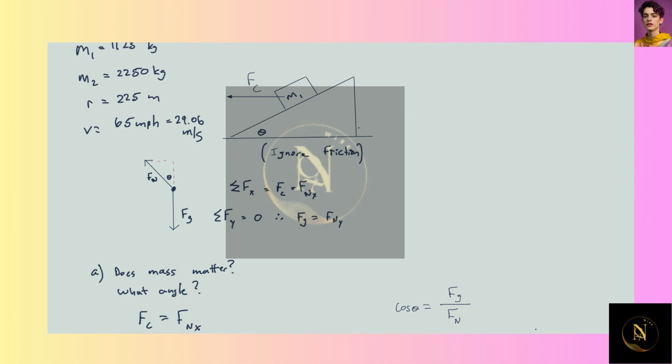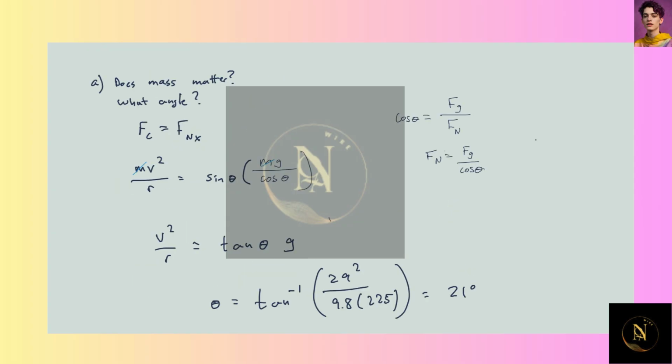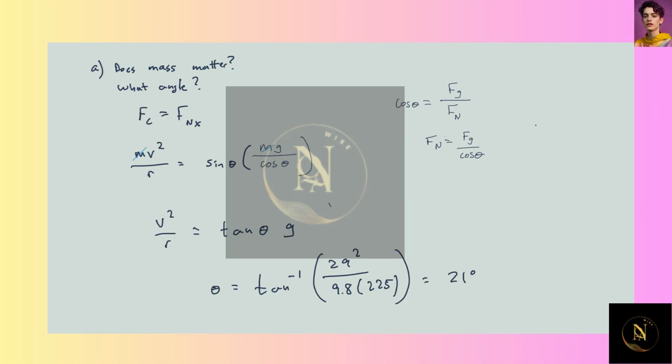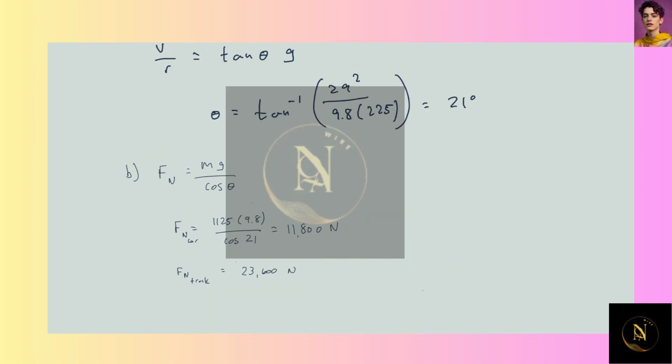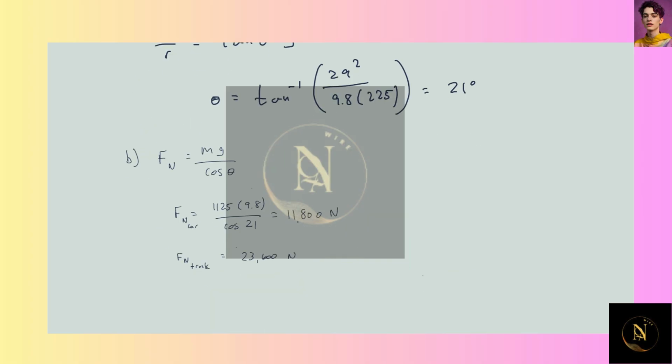So we have to have a little bit more for that circular motion to occur, to maintain that position. So it's going to be FG divided by Fn equals cosine. So that's what we have down here. I rewrote it, solve for Fn. I get two values because there's two different masses.